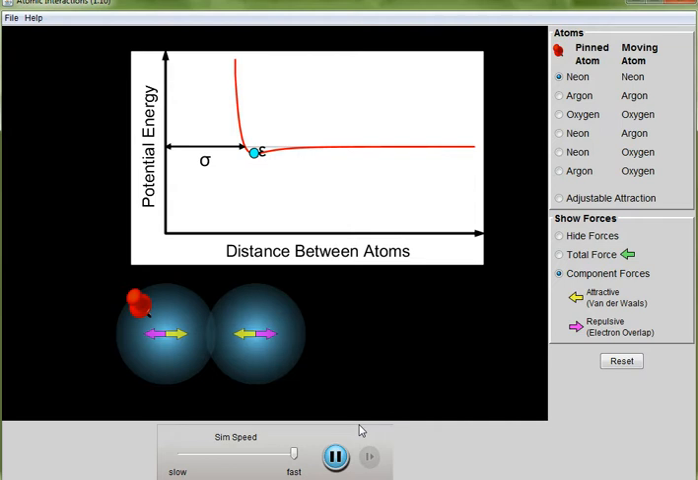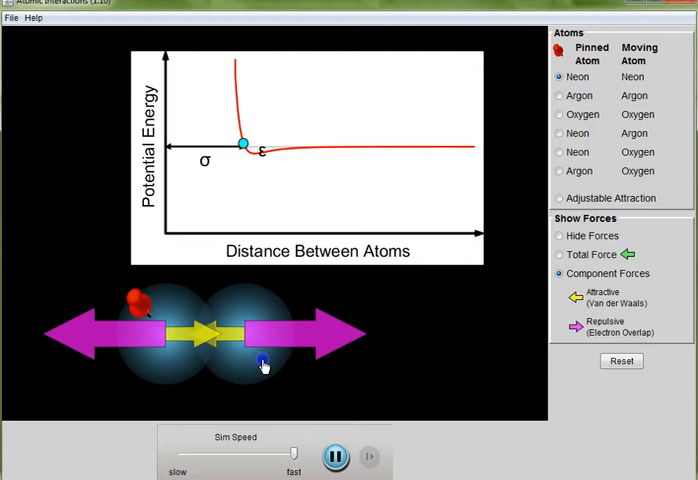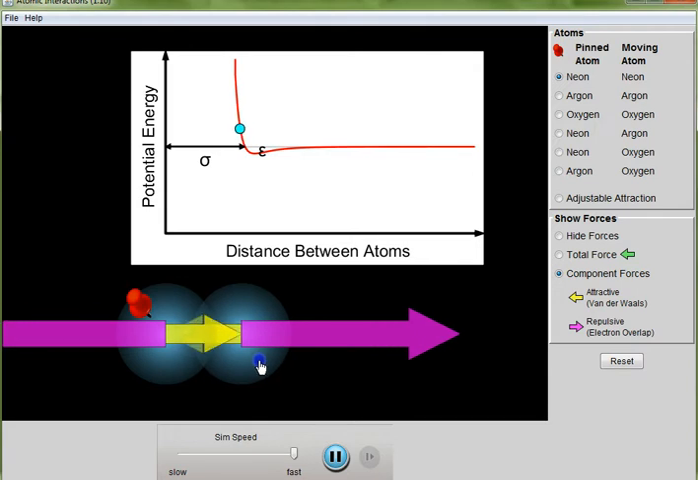Neon is a gas, it exists in elemental state, but at lower temperature it will be a molecule. This would be the bond length of neon, because the attractive and the repulsive forces have balanced each other. If you start to bring them any closer, you can see that the yellow arrow does not increase as much, but the pink arrow, which is the repulsive force, increases significantly.